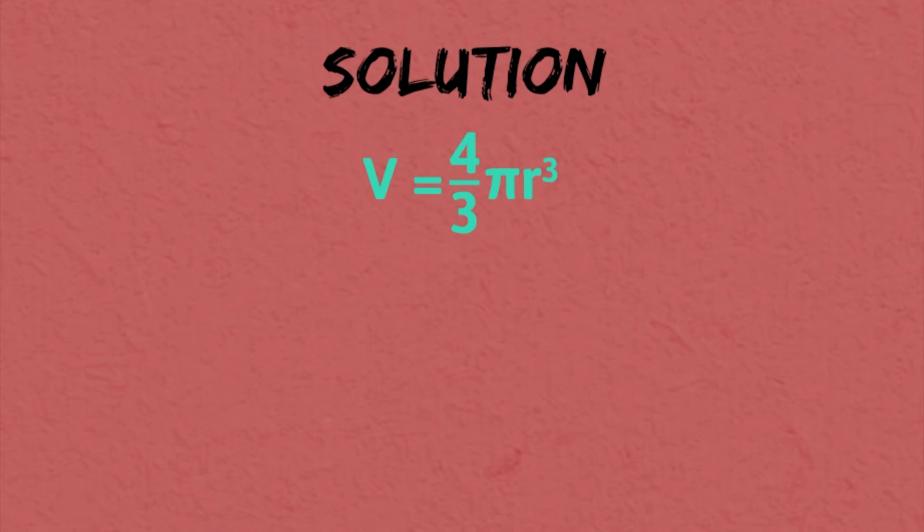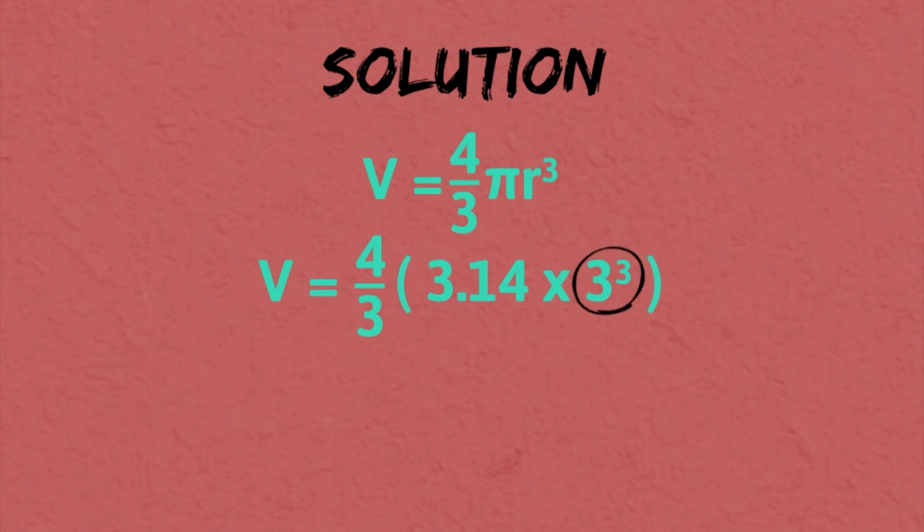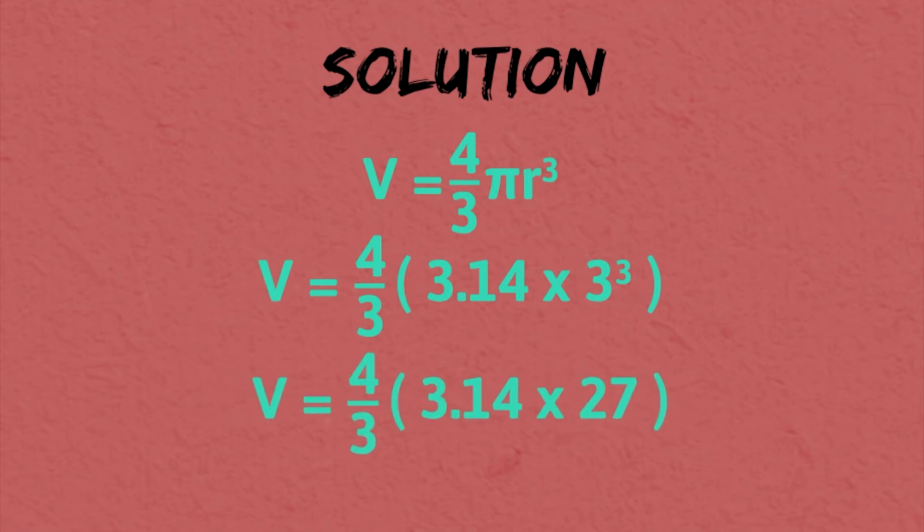Using the formula volume is equal to 4/3 pi r cubed, pi is always equal to 3.14, times the radius, which is 3 raised to 3. We can then write it as volume is equal to 4/3 times 3.14 times 3 raised to 3. Using the GEMDAS method, we need to focus first on the parentheses. Inside the parentheses, we need to focus first on the exponent. 3 raised to 3 is equal to 27. We can then write it as volume is equal to 4/3 times 3.14 times 27.